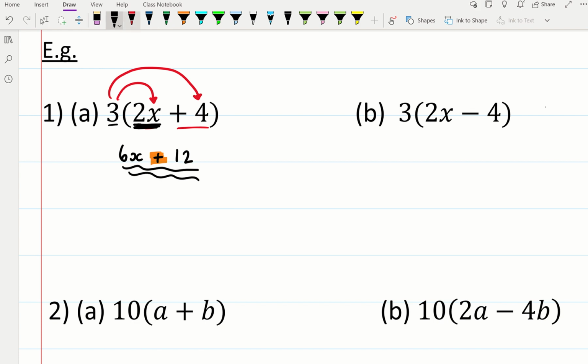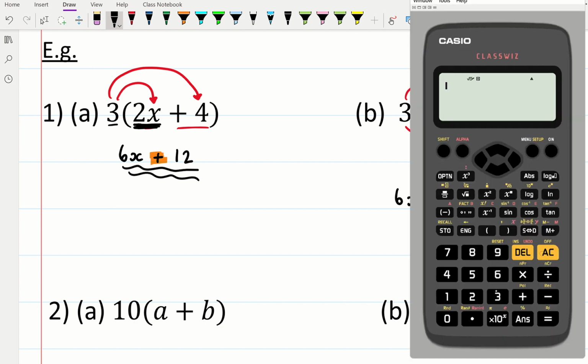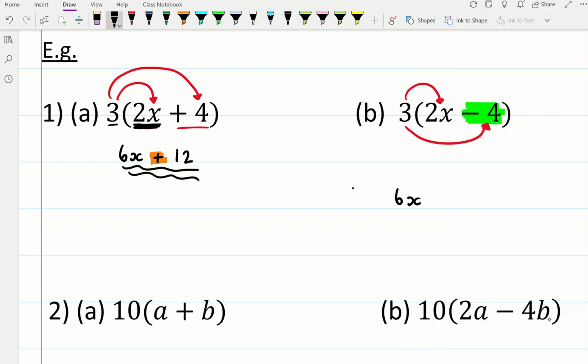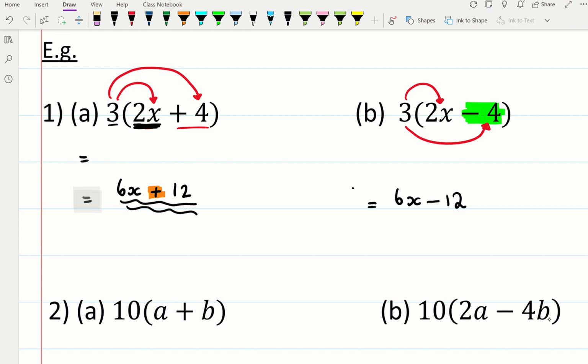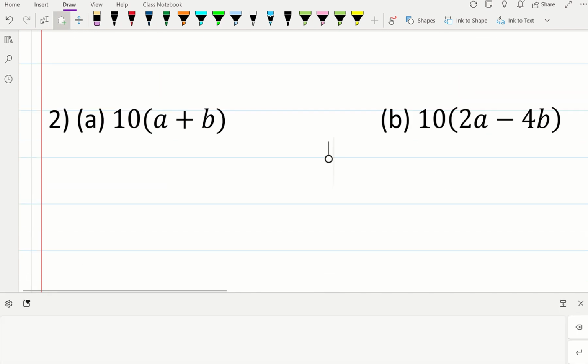The next question is very similar, but instead of a positive 4, I have a negative 4. Again, I'm going to multiply 3 times 2x and 3 by negative 4. 3 times 2x is 6x, and 3 times negative 4 is negative 12. So you would put minus 12. And again, that's your answer. Okay, that's it. And let's look at the next two.